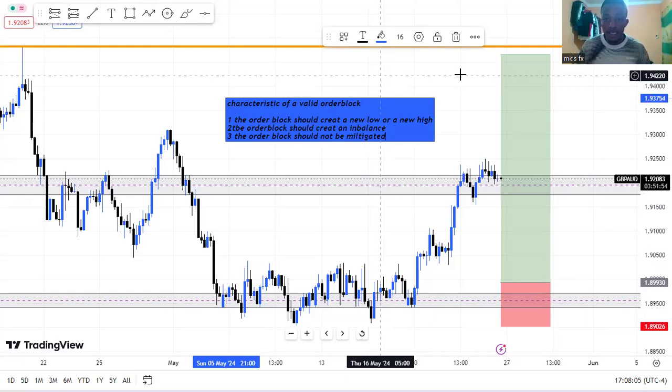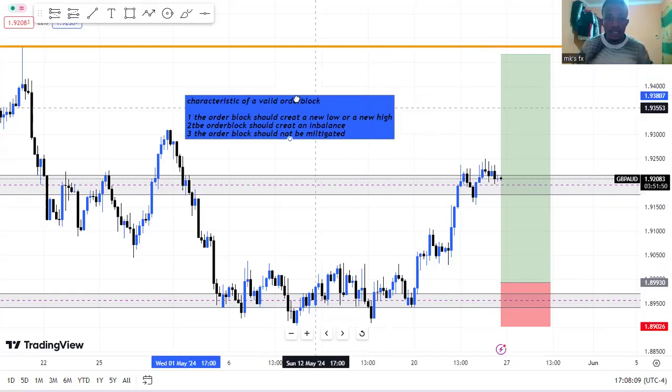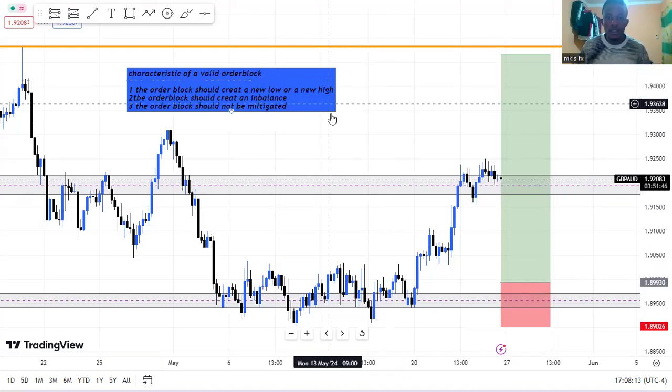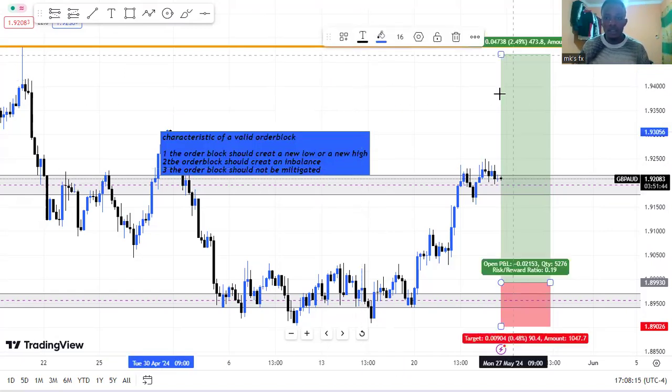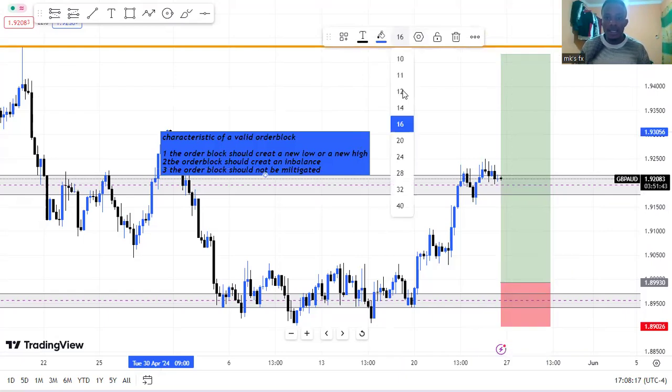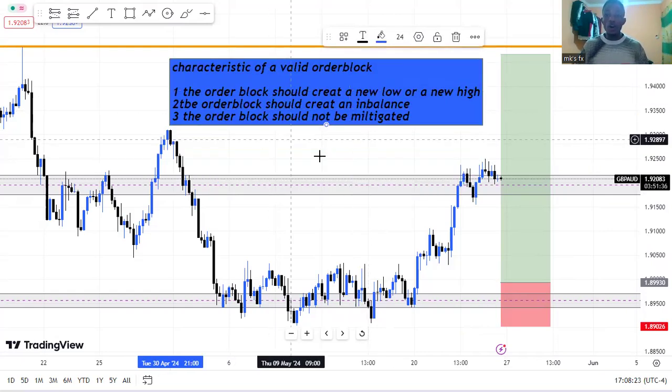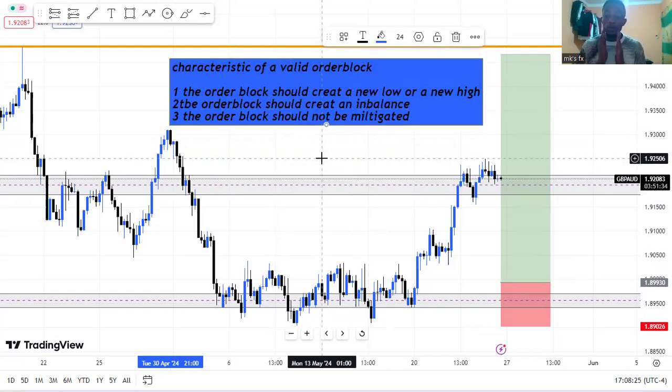Let me just increase the size so you can see very well. Let me take it to 24. Okay, characteristics of a valid order block. Point number one, that order block should create a new low or a new high. Point number two, the order block should create an imbalance.